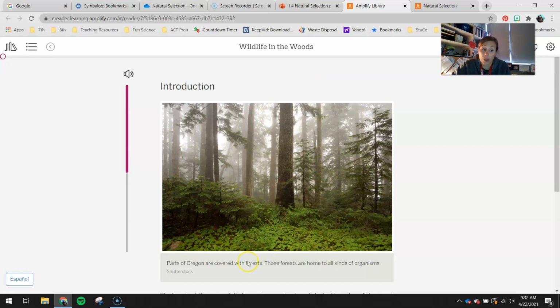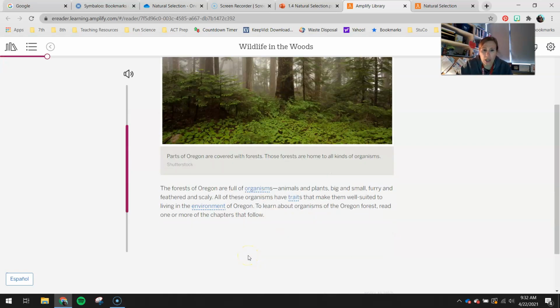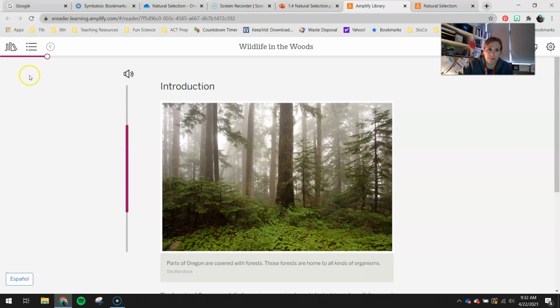I'll read the introduction for you. Parts of Oregon are covered with forests. Those forests are home to all kinds of organisms. The forests of Oregon are full of organisms, animals, and plants, big and small, furry and feathered and scaly. All of these organisms have traits that make them well suited to living in the environment of Oregon. If they weren't well suited, they probably wouldn't survive there. To learn about organisms of the Oregon forest, read one or more of the chapters that follow.